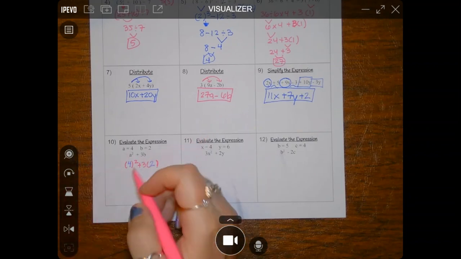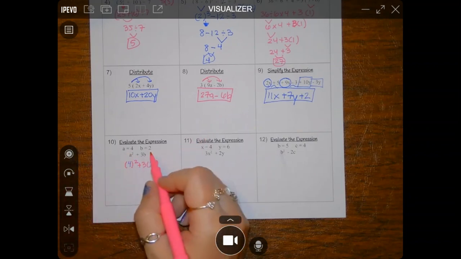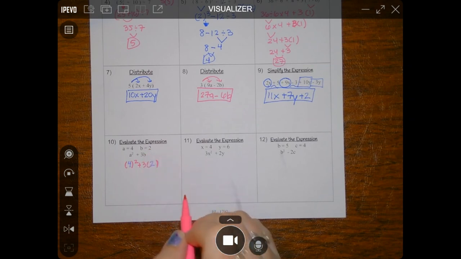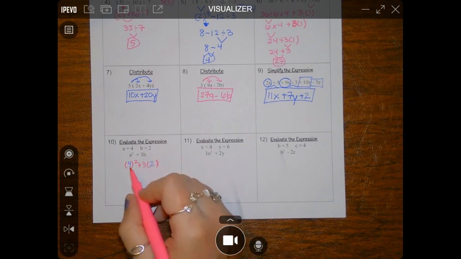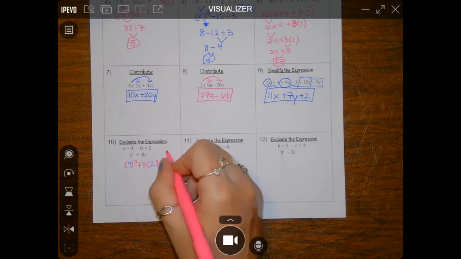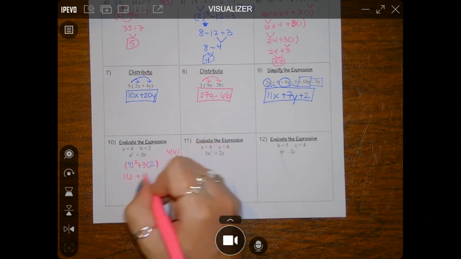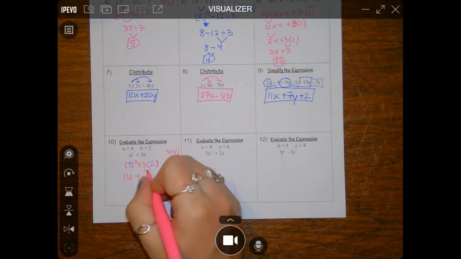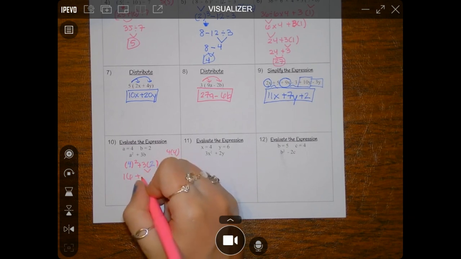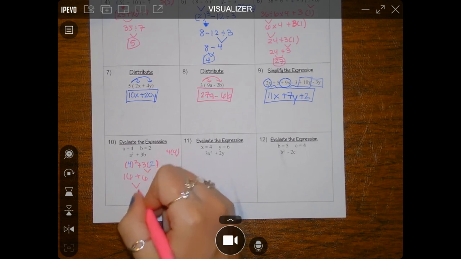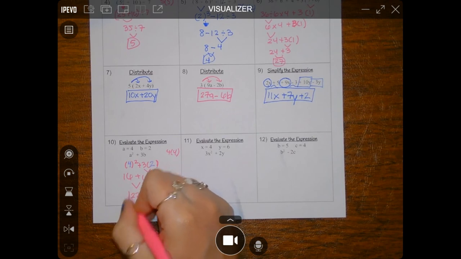So here, I again plugged in 4 for the a, and I plugged in 2 for the b. And now I just do what it says. So I'm going to square the 4. Well, 4 times 4 is 16. Plus, what's 3 times 2? Well, 3 times 2 is 6. So 16 plus 6 makes 22.